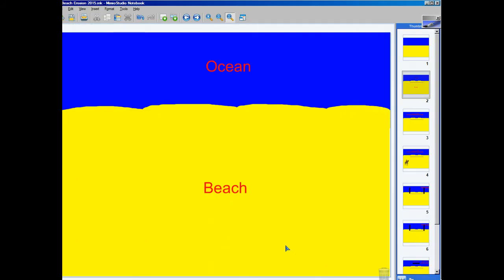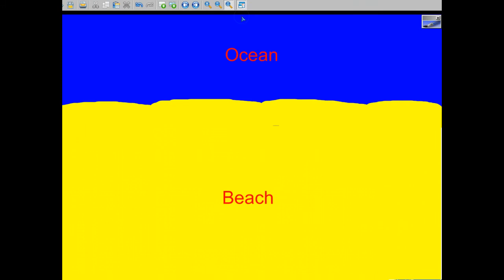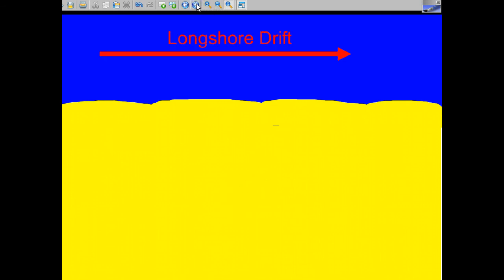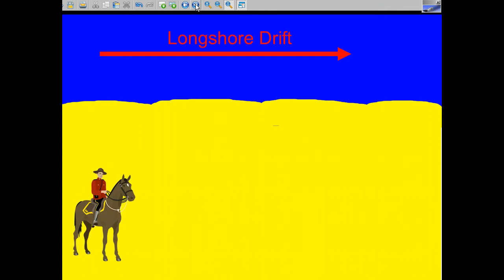So in this amazing set of animations that you're going to see, you have the ocean in blue and the beach in yellow. So you are looking at the direction of longshore drift on the beach, and you go to the beach dressed as a Canadian mounted police, because that's the only person this program has in its gallery, which is unusual.